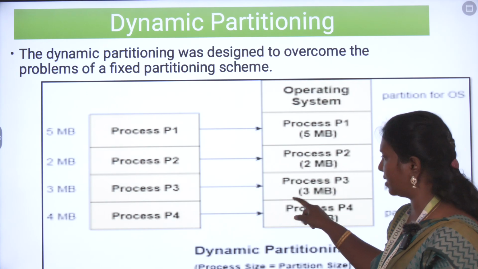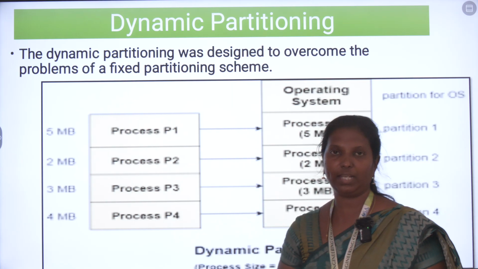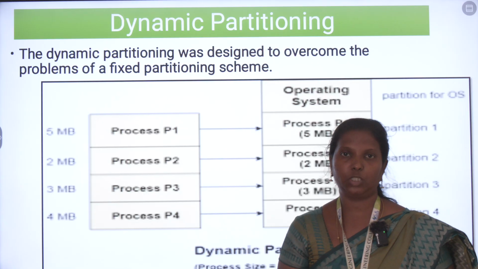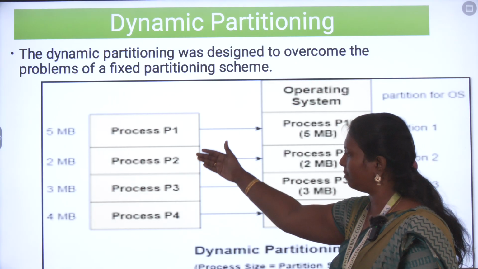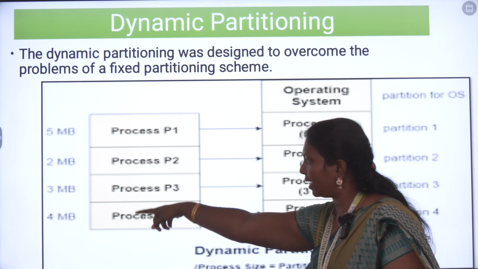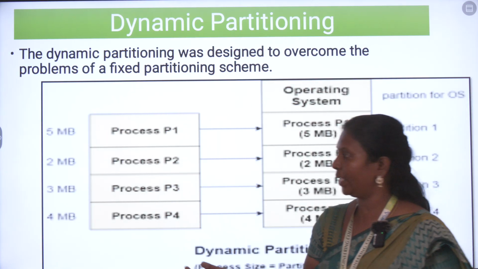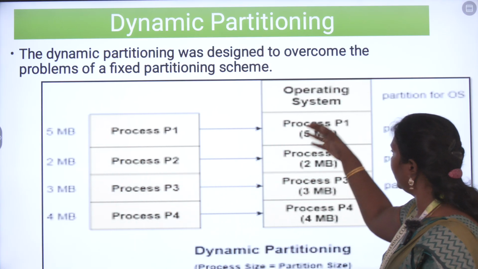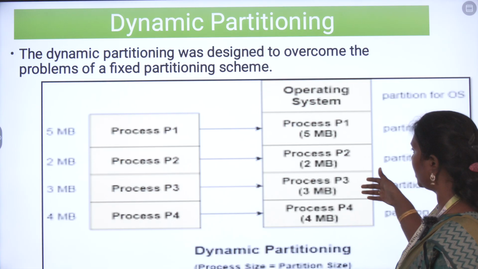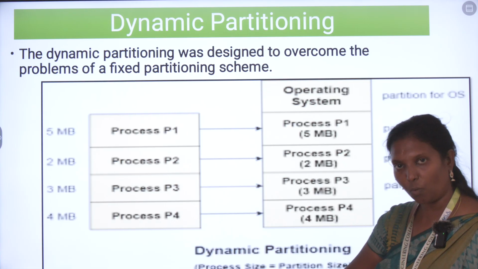This is about the fixed, and this is about the dynamic. So in multiple partitioning, there are two different concepts: one is fixed and another is dynamic. In the dynamic, we have processes P1 to P4, and again they have different memory storage, say 5 MB, 2 MB, 3 and 4. And when it comes to the process, we have the partitioning, and each has its own storage.